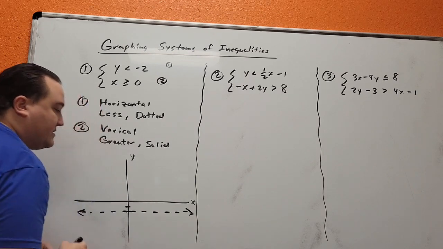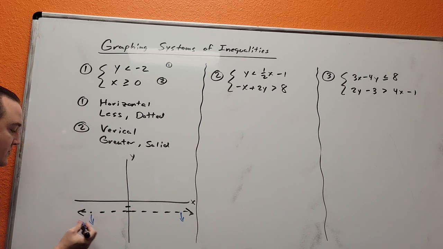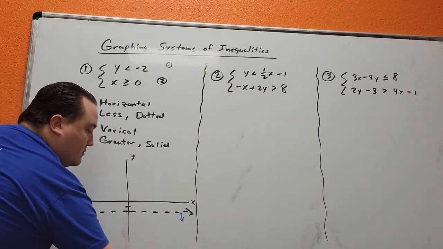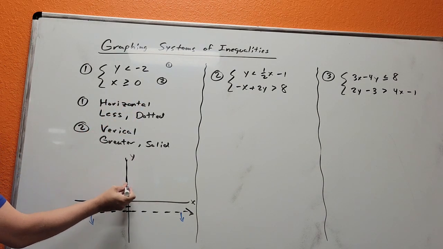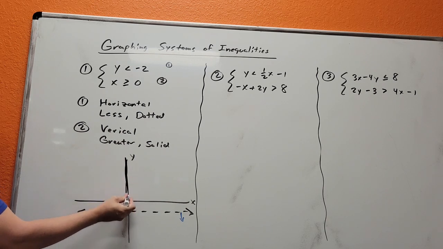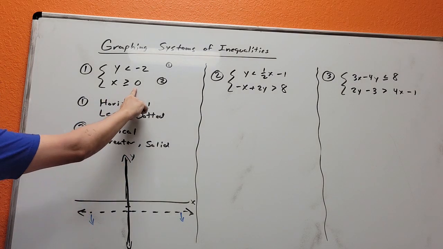And since it is less than, I just note that with 2 arrows going downwards. So I know I'm shading under that line. The vertical line at x equals 0, that would be here. It's right on the y-axis. So you make a nice dark line through there. That's x equals 0.